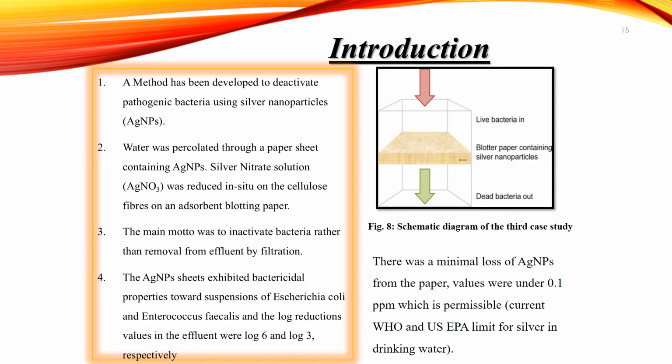As silver is a toxic metal in water, there is a maximum limit set by WHO and US EPA for silver, and in this case it was under 0.1 ppm, which is permissible.